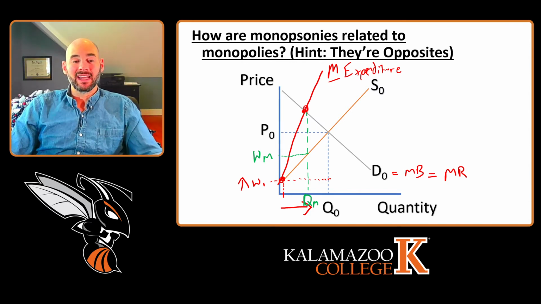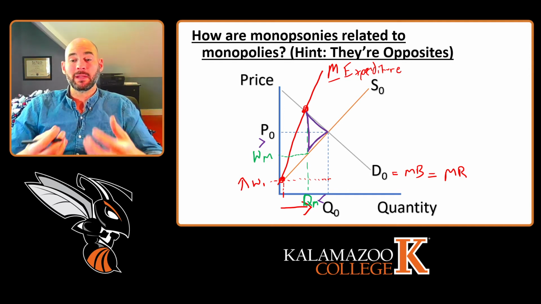So hopefully, again, now you can see how this would differ from a world of perfect competition in labor markets, that we are hiring too few people and we're paying them too little, that the equilibrium wage here, this P naught, is greater than the monopsonist wage, and that we have this deadweight loss, that we could have a more efficient outcome if we could get more people to work and pay them more.